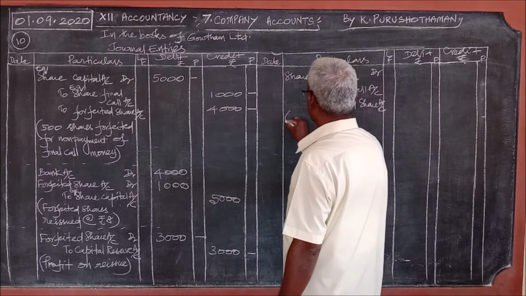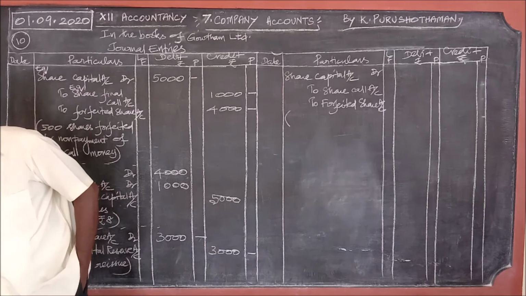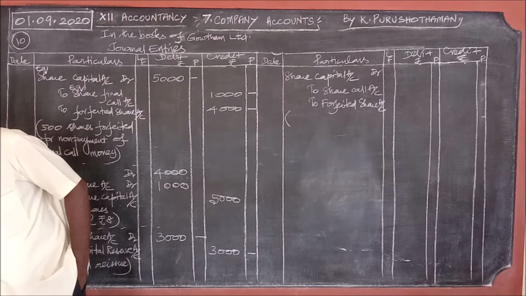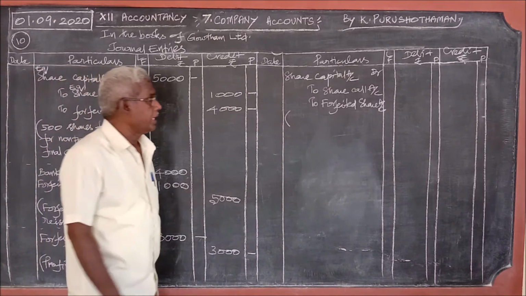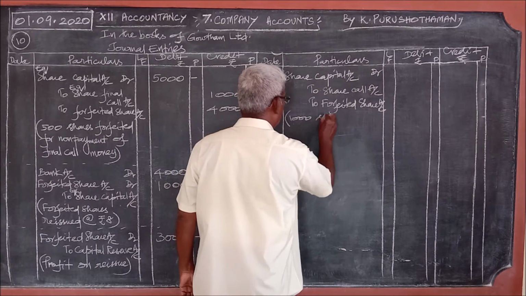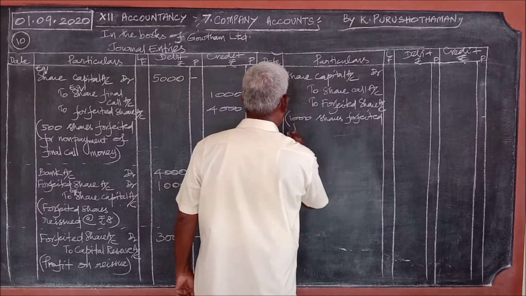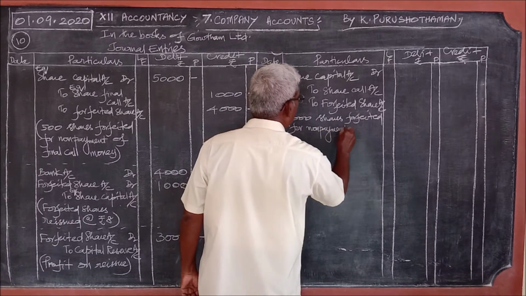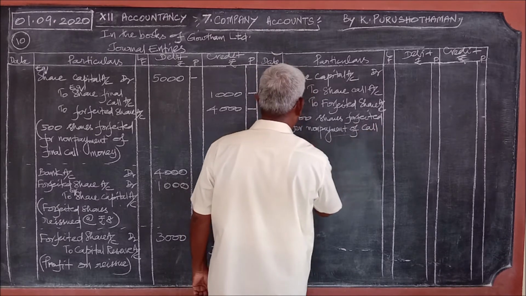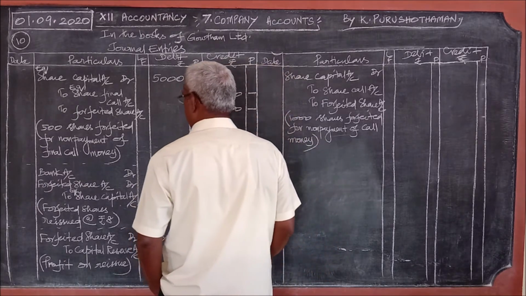Forfeited share account. Narration: 1000 shares forfeited for non-payment of call money.